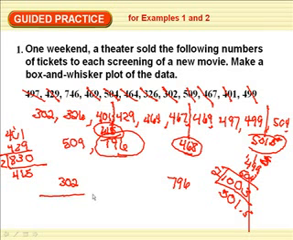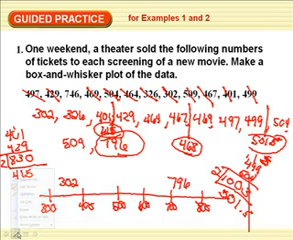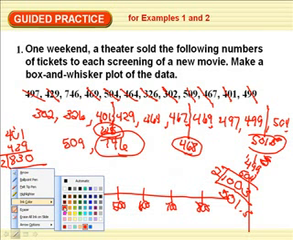So let's draw a number line, and I'm going to number by, I guess, hundreds. 300, 400, 500, 600, 700, 800, and let me erase these two numbers. I'll put my box and whisker plot on top of those.